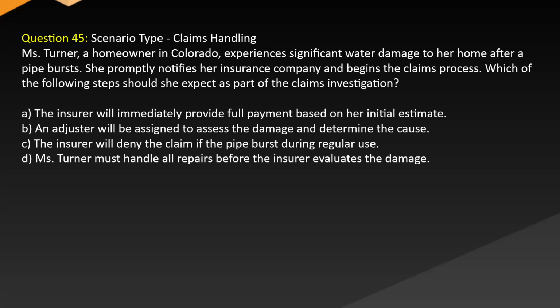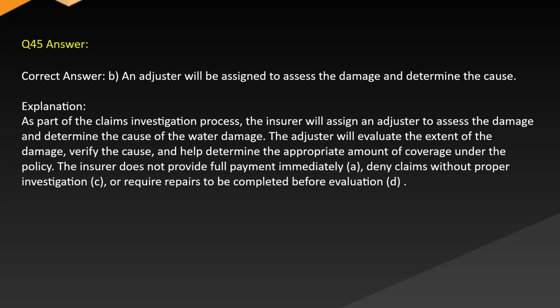She promptly notifies her insurance company and begins the claims process. Which of the following steps should she expect as part of the claims investigation? A. The insurer will immediately provide full payment based on her initial estimate. B. An adjuster will be assigned to assess the damage and determine the cause. C. The insurer will deny the claim if the pipe burst during regular use. D. Ms. Turner must handle all repairs before the insurer evaluates the damage. Correct answer: B. An adjuster will be assigned to assess the damage and determine the cause.